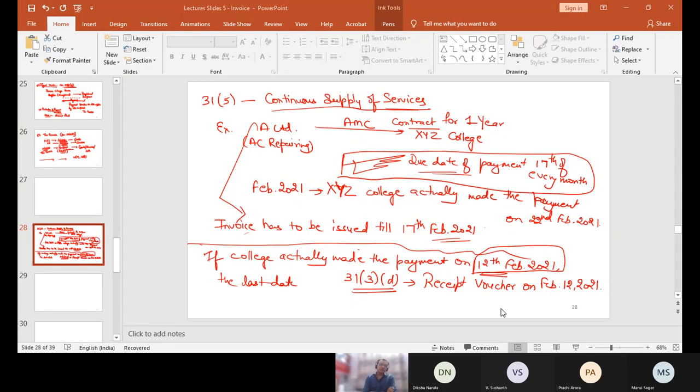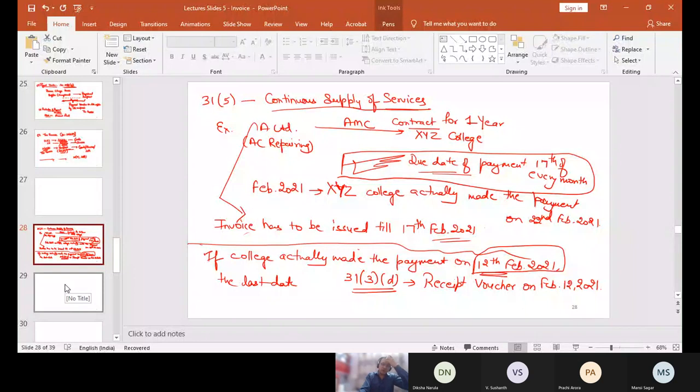So you have to read the provisions of the Act carefully. In case due date is ascertainable, don't check actual date. In case due date is not ascertainable, only then check the actual date. And when you get the advance, then 31.5 becomes inferior to 31.3D. 31.3D gains the reputation of high level. So first I will follow 31.3D in case you receive the advance and not 31.5. I hope the concept is clear. Now, next point.